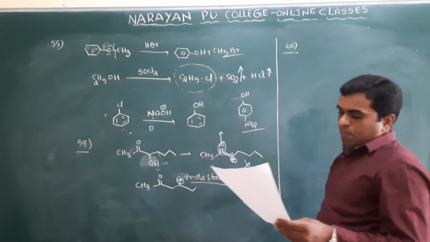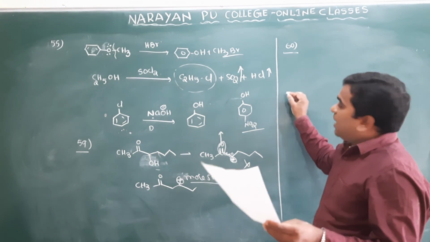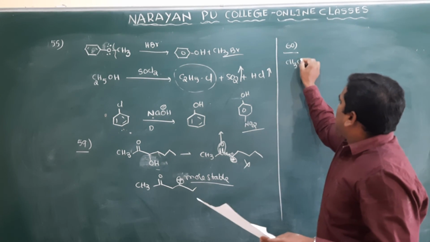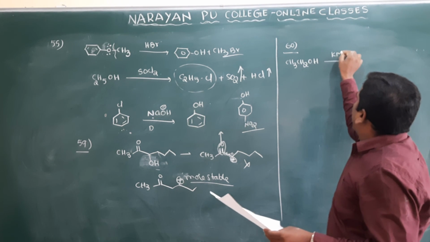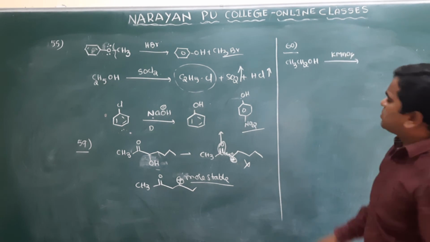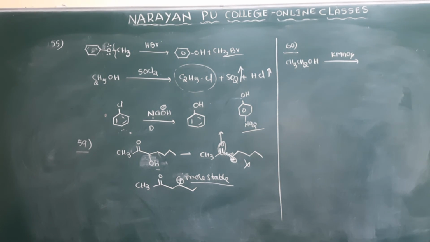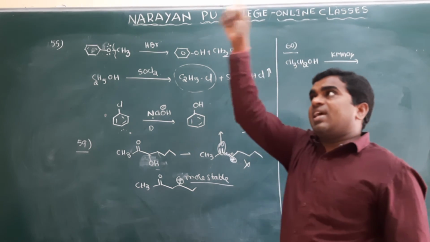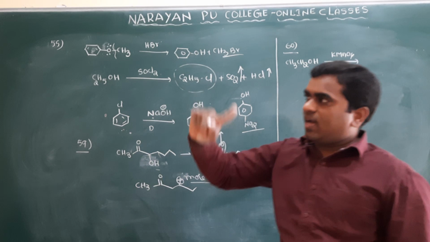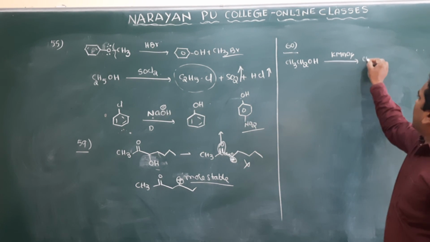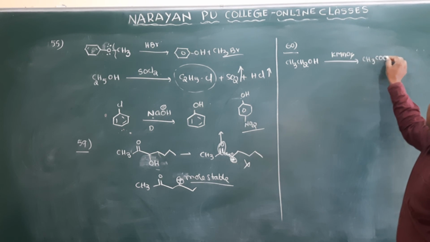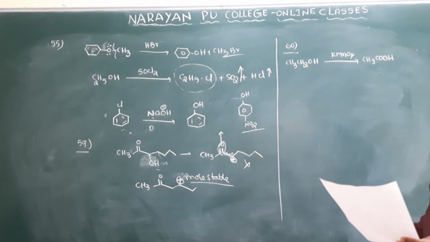Last question. Alcohol with acidified KMnO4, CH3CH2OH. KMnO4, you already know, is a powerful oxidizing agent. Alcohols are directly converted into acids, not to the aldehyde. It will not stop at the aldehyde stage. So what do you get here? A two carbon acid, that is CH3COOH.